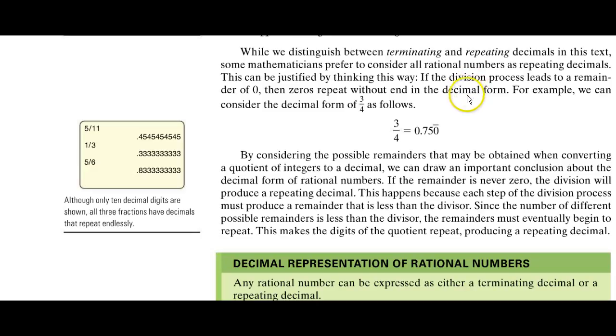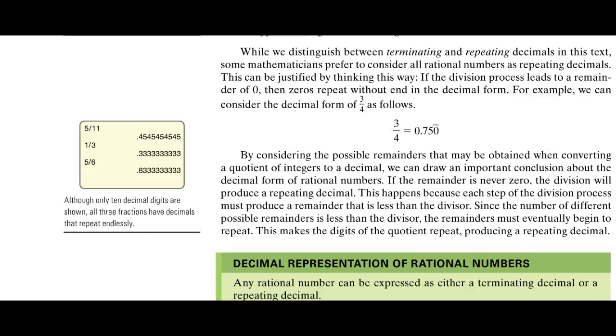Now, looking again at the text, they say that some mathematicians considered all rational numbers as repeating decimals, where 3/4 would actually terminate at 5. Theoretically, you could write zeros after them, and the 0 would be repeating. All right, one way to think of it.